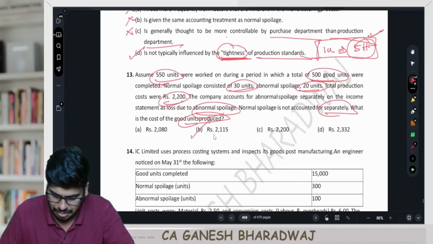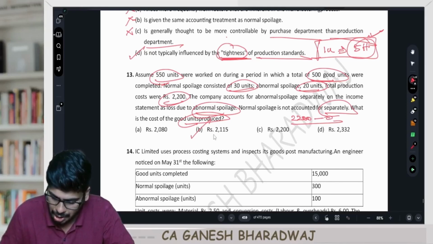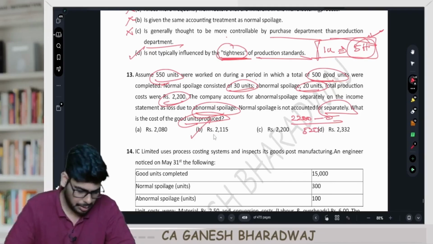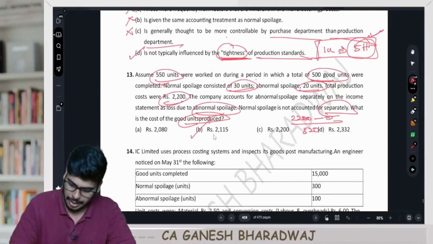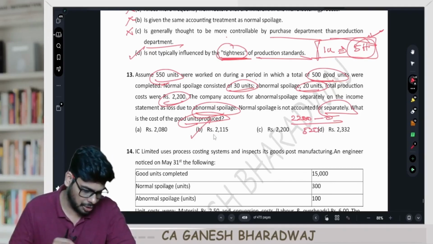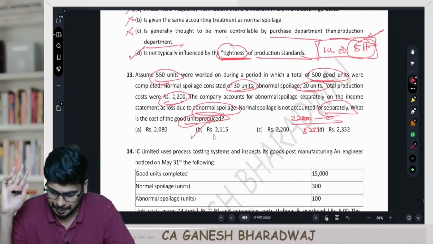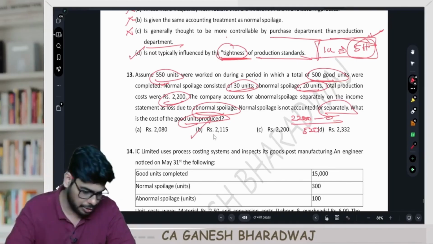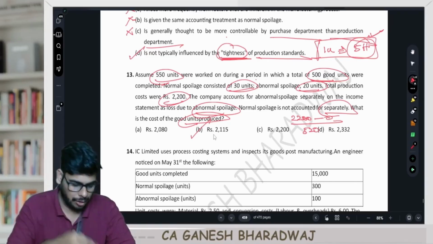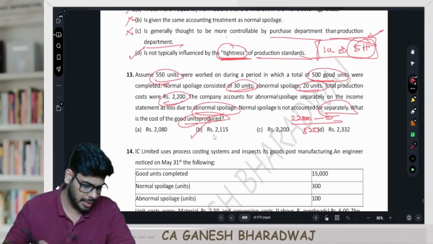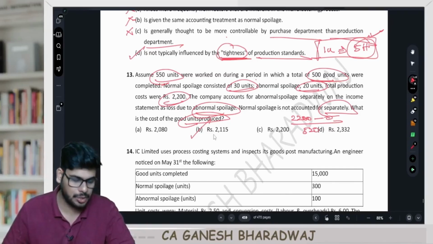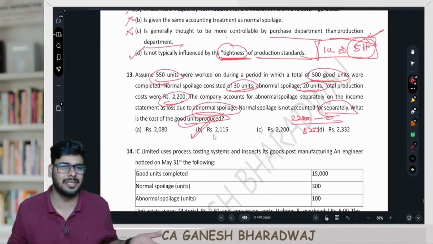2200 divided by total cost minus normal loss scrap income, divided by input quantity 550 minus normal loss 30, that is 520. How much is that? No, but this is 2200 divided by 520. How much you get? 4.23 something. So now how many good units I've got? This is the cost per unit of output into 500. How much you get? 2115.38461538 something. So this is the answer. Clear with this, guys?